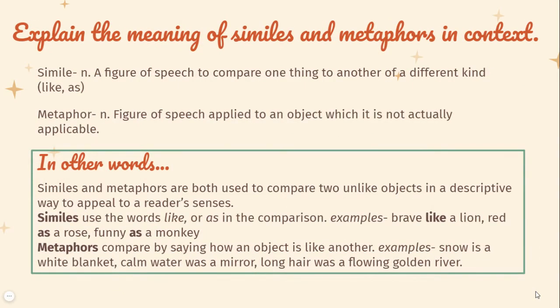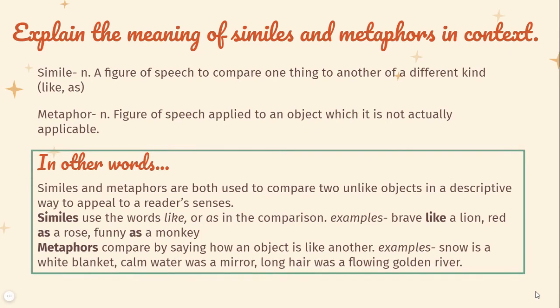Explain the meaning of similes and metaphors in context. A simile is a figure of speech to compare one thing to another of a different kind, using like or as. A metaphor is a figure of speech applied to an object which is not actually applicable. In other words, similes and metaphors are both used to compare two unlike objects in a descriptive way to appeal to a reader's senses. Similes use the words like or as in the comparison.